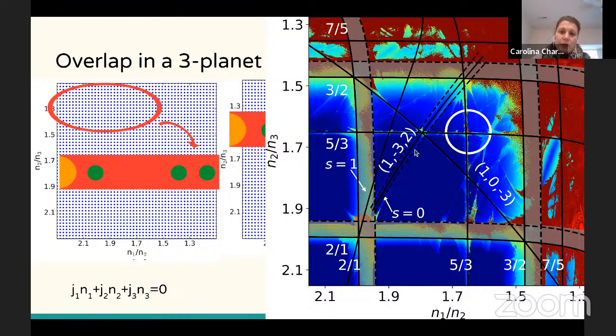And the same happens with the resonances between three planets. Here we can see the separatrix of a three-planet resonance, but this one is zero order, but for a first-order three-planet resonance, we cannot distinguish the separatrix. So these maps are telling us that in the red part, we are getting overlap. And so in these parts, initial conditions will not survive for much time.